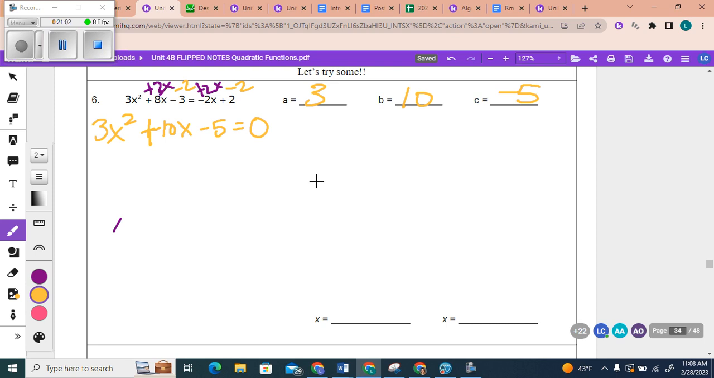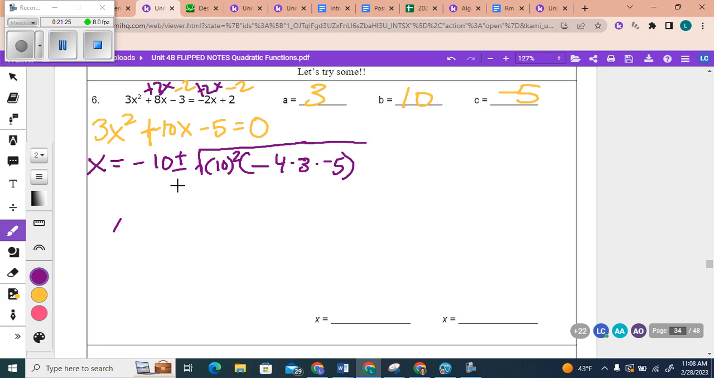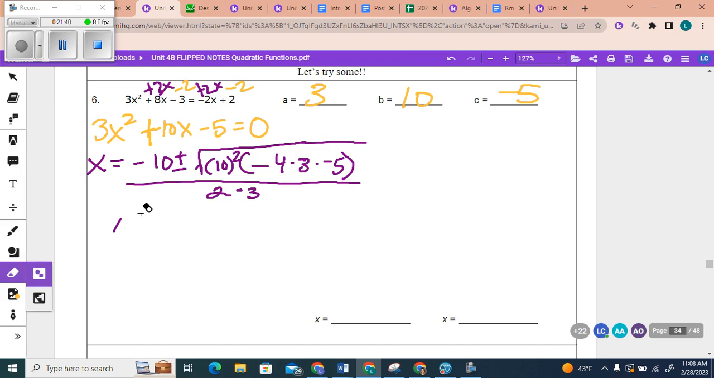Are you ready? Dun, dun, dun, dun, dun. X equals negative B plus or minus square root B squared minus 4AC divided by 2A. Right, I like to do this parentheses because it just helps me remember I got to multiply these. I got to multiply these before I can add or do anything together. You don't have to add the parentheses. I just like to do that. It helps me.